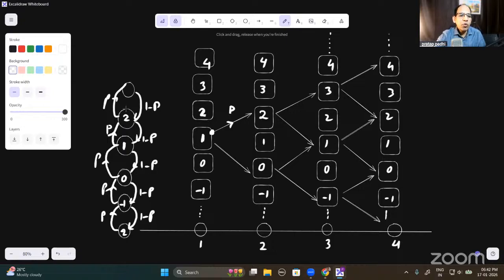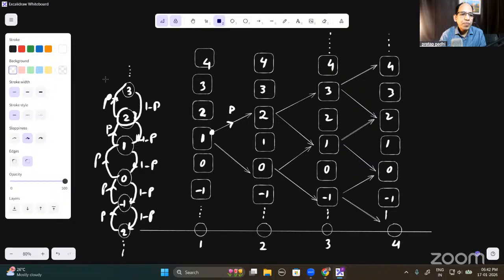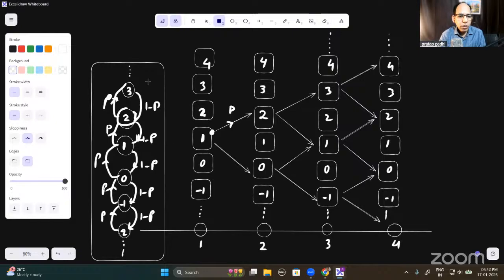Now you check at 2: either you win with probability p, you go up to 3. At 2, if you lose with 1 minus p, you will come down to 1. And I will write here dot dot dot, here also. And this stochastic process is called a random walk. This is a particular case of a stochastic process. This one is used in the stock market also. The limiting form of this is Brownian motion.